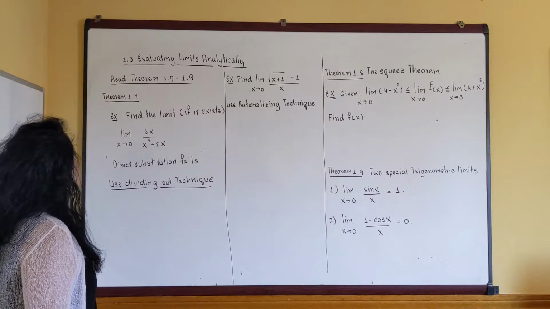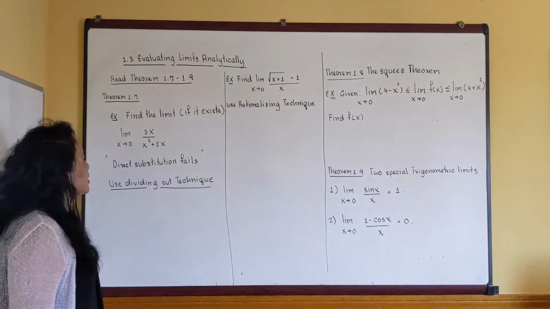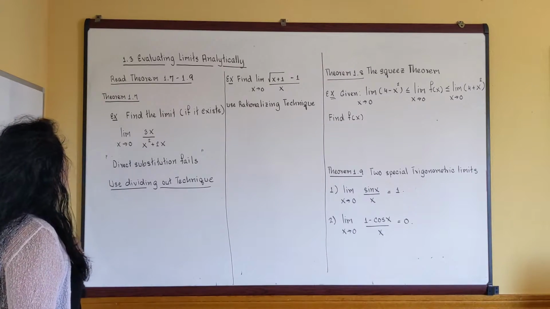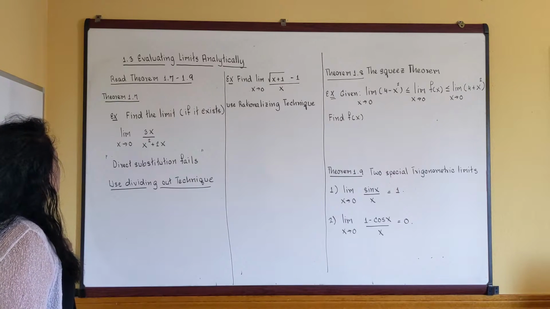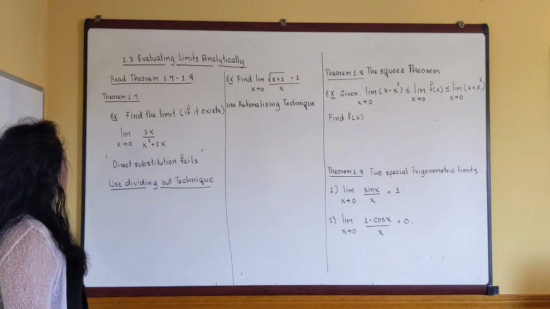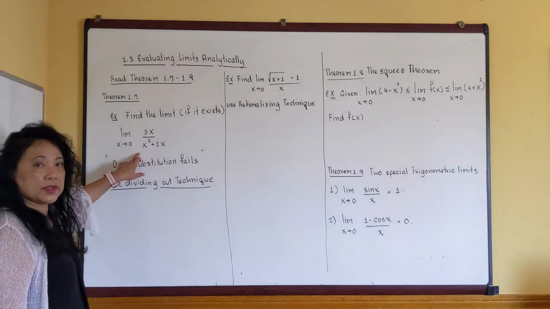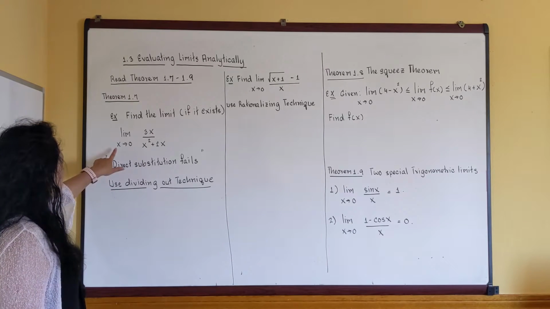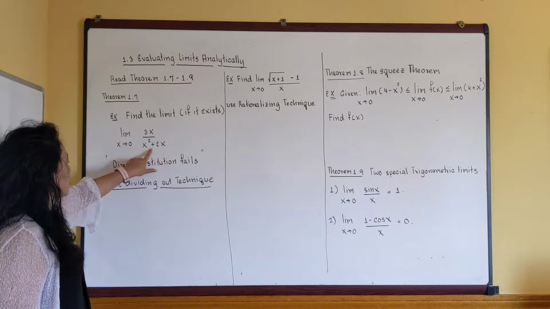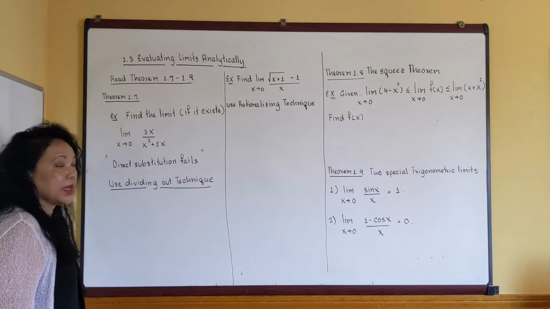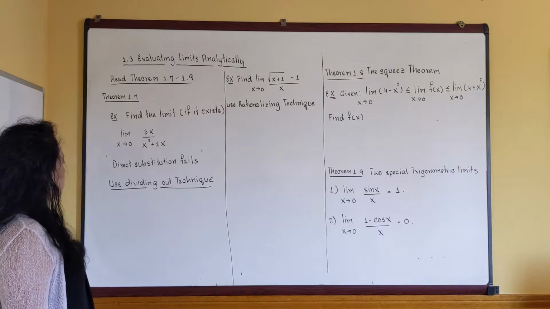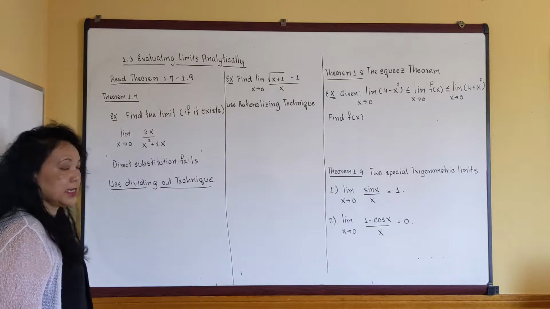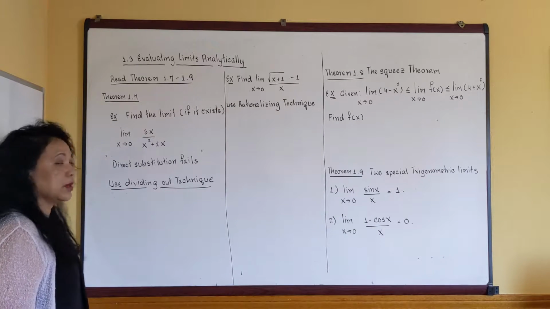Let's look at our next theorems, theorem 1.7 to theorem 1.9. Again, I would like you to read that from the book. Theorem 1.7, let's look at the first example here. I have a limit of this function. If I try to do direct substitution, when x equals 0, I will have 0 plus 0 over 0, which is undefined. So direct substitution doesn't work. So I'm going to use the dividing out technique. Theorem 1.7 allows me to do that.